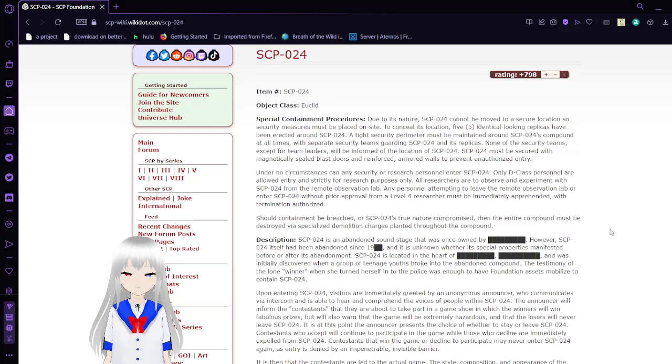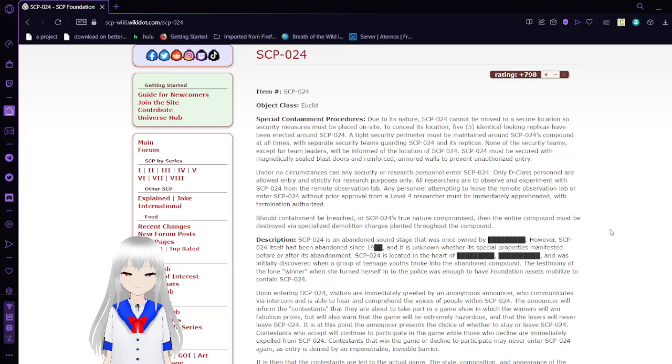A tight security perimeter must be maintained around SCP-24's compound at all times, with security teams guarding each of the replicas. None of the security team leaders will be informed of the location of SCP-24. SCP-24 must be secured with identically sealed blast doors and reinforced armored walls to prevent unauthorized entry.